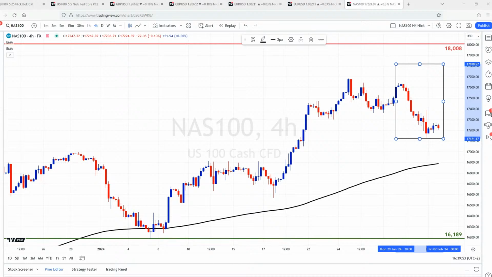Looking ahead, we have tonight US mega caps reporting results, Meta, Apple, and Amazon, and tomorrow we have the NFPs.